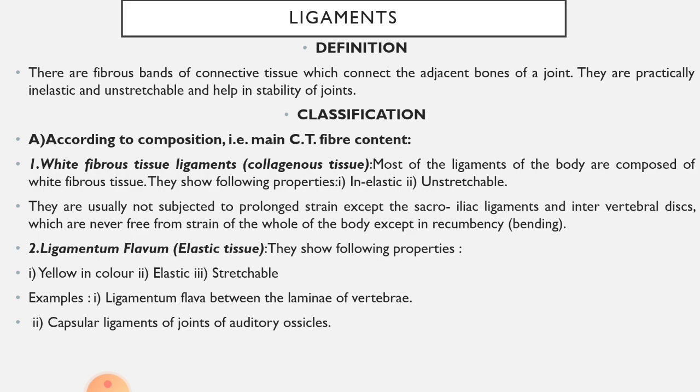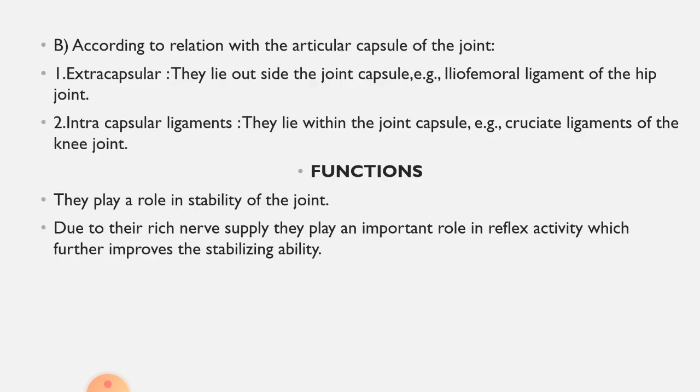Ligamentum flavum, they show the following properties: they are yellow in color, elastic and stretchable. Examples include the ligamenta flava between the laminae of the vertebrae and the capsular ligaments of the joints of the auditory ossicles. The next is according to the relation with the articular capsules of the joint.